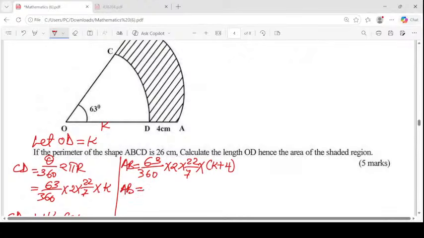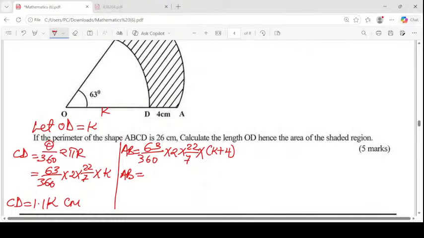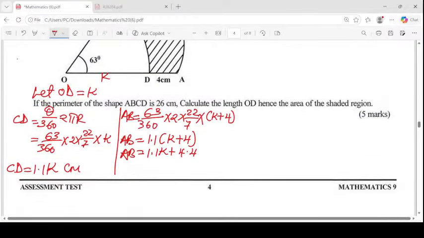So AB will be given by, when you take 63 over 360 times 2 times 22 over 7, you get 1.1 multiplied by K plus 4. So this will be 1.1 K plus 4.4. This is AB.